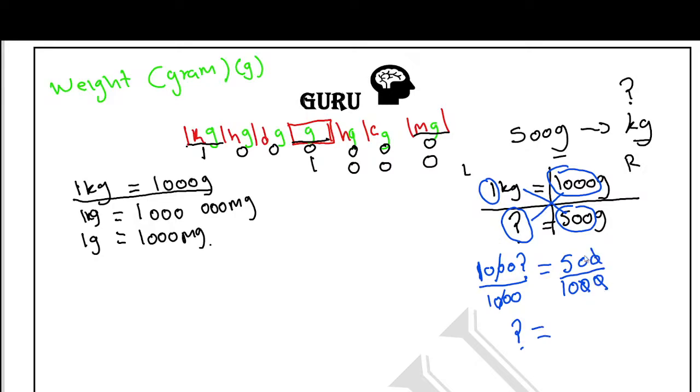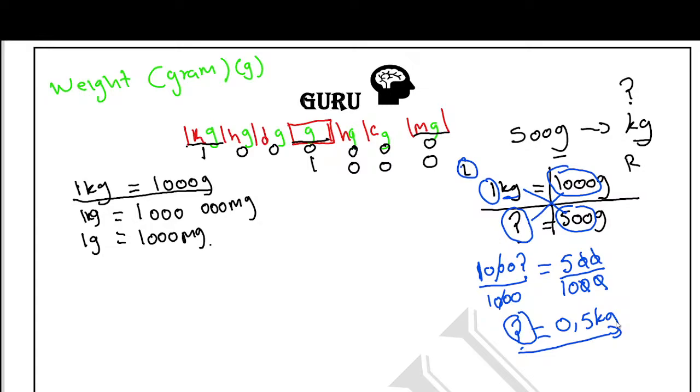So now our question mark is going to be, this 0 is going to cancel this 0. This 0 will cancel this 0. Then we are left with 5 over 10. And if you check, 5 over 10 is half. So half is equals to 0.5. And that will be your answer. But remember, your question mark is on the left. And on the left, what do we have? Kilograms. That means this is 0.5 kilograms. Meaning that 500 grams is equivalent to 0.5 kilograms.